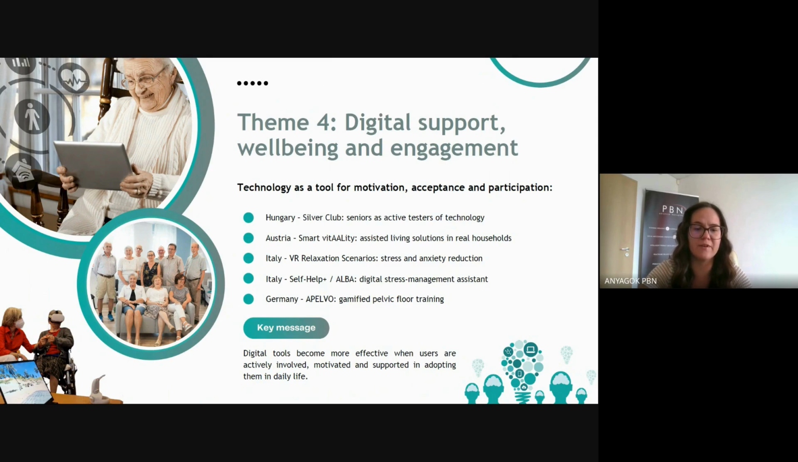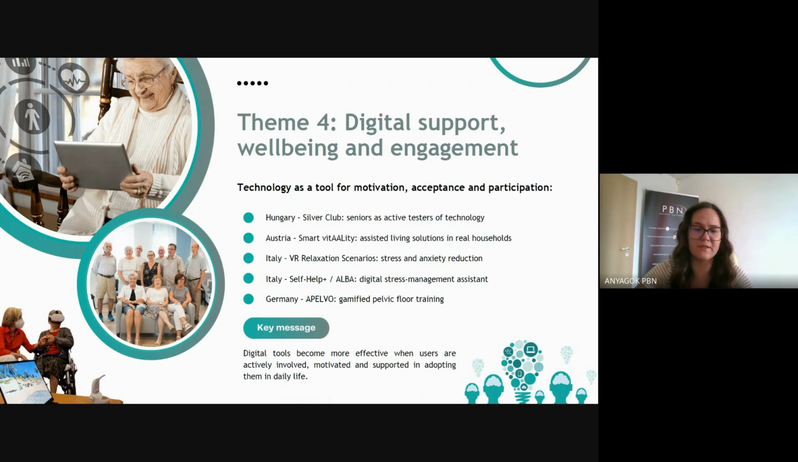Italy contributes two well-being focused examples: virtual reality relaxation scenarios, which use immersive environments to reduce anxiety, and Self-Help Plus, a digital stress management assistant for vulnerable women. Germany's Apelvo shows how gamification and support can help pelvic floor training and make exercises easier to integrate into everyday life. The key message here is that digital tools become more effective when users are actively involved, motivated, and supported in adopting them in daily life.